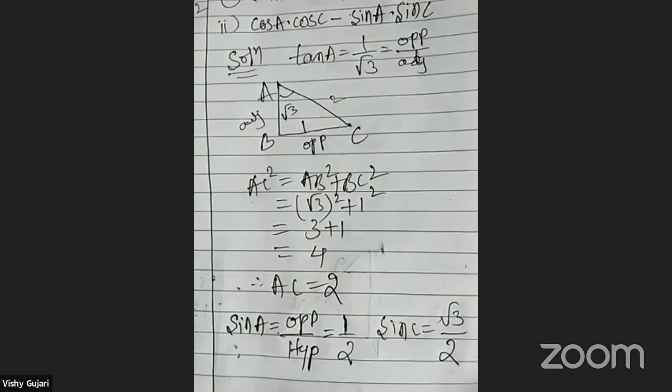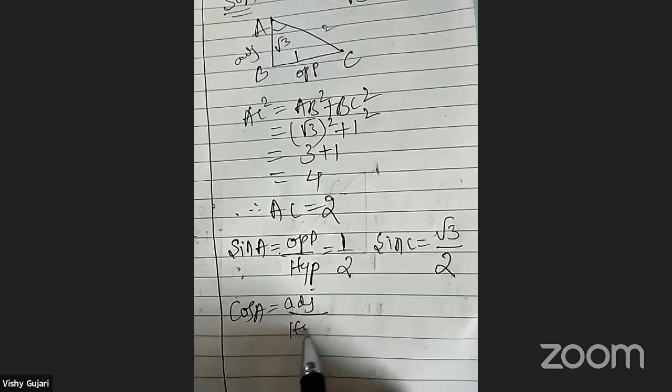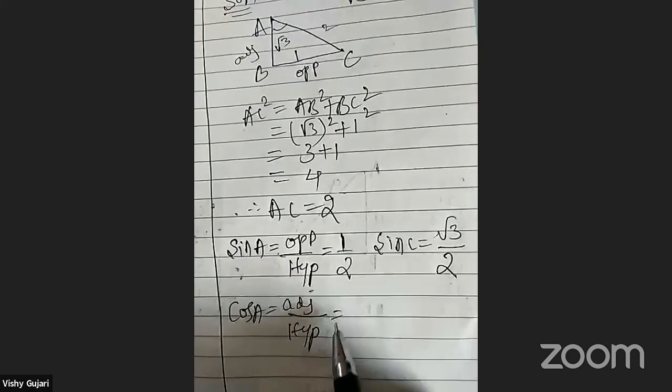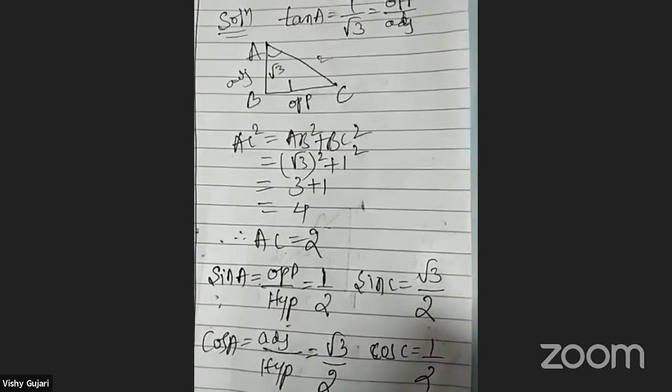Cos A is given by adjacent by hypotenuse. According to A, adjacent is root 3, so cos A is root 3 by 2. Cos C will become 1 by 2. Write down this much first.